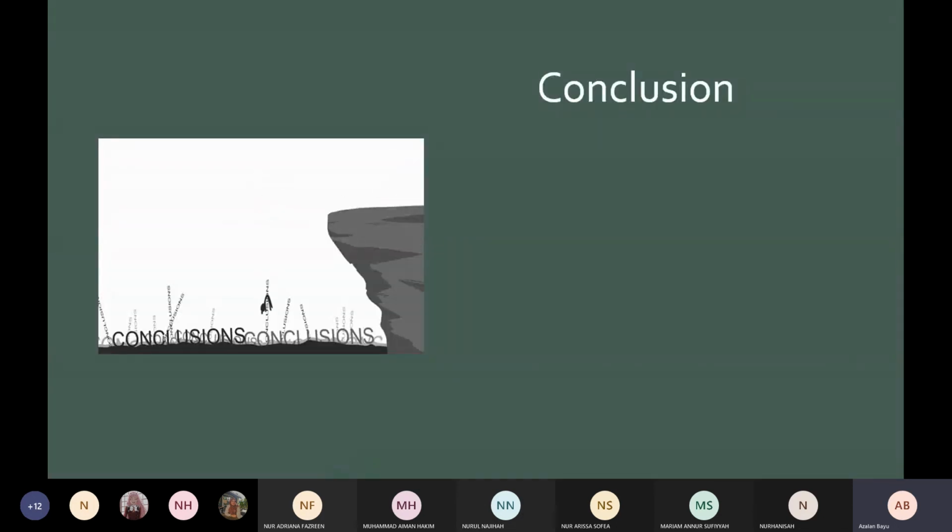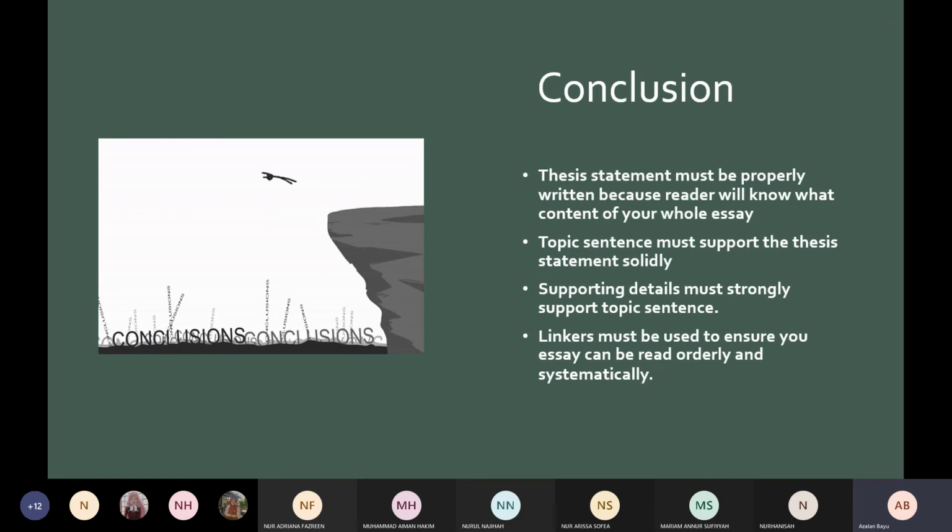Alright, conclusion for today. First, thesis statement must be properly written because reader will know what content of your whole essay. Okay, thesis statement tu kenalah berhati-hati tulis. Janganlah you main tulis je. Dia mestilah tak terlalu general dan tak terlalu spesifik. Dia kena just nice covering all the aspect of your content.